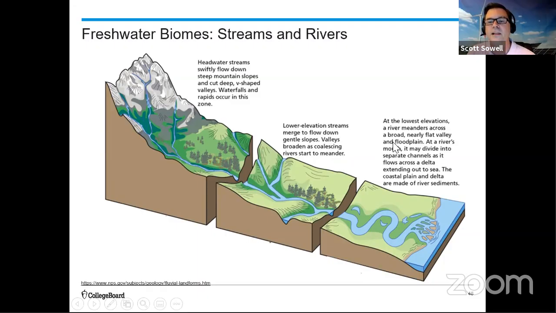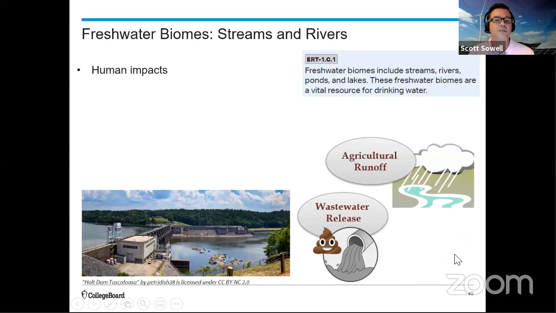One of the words here is floodplain. Just remember the word floodplain is the area on either side of a river that will flood, either on a regular basis or a pretty occasional basis. But typically those floodplains are more fertile because the water floods up, deposits some of the nutrient-rich sediment, and then goes back. So we may have lots of agriculture in a floodplain. All right, so some human impacts.